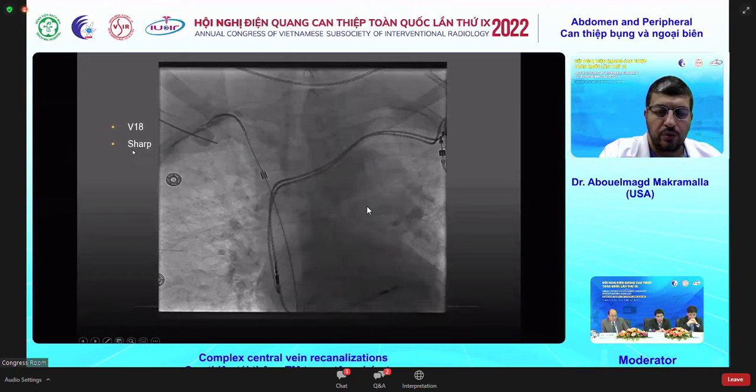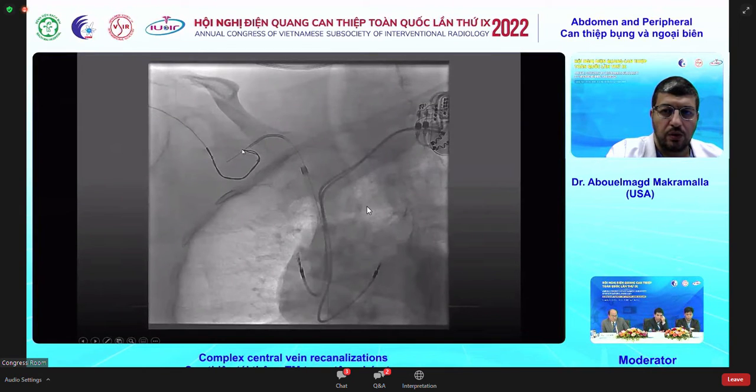The V18 wires, when we cut off the tip, become very sharp. We placed a Fogarty balloon within the right subclavian vein as a target and used a directional catheter going through the groin to advance the sharp end of the V18, the cutoff tip, to obtain access into the subclavian vein. Then we used a snare to obtain access to wire through body floss technique.